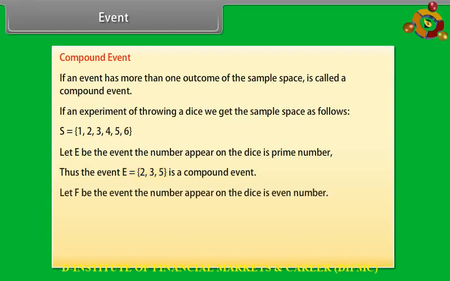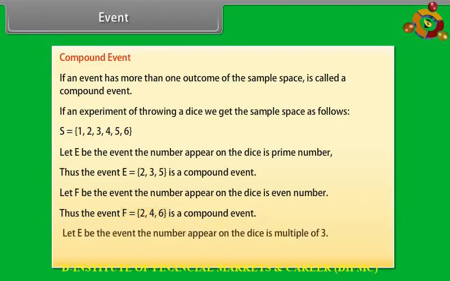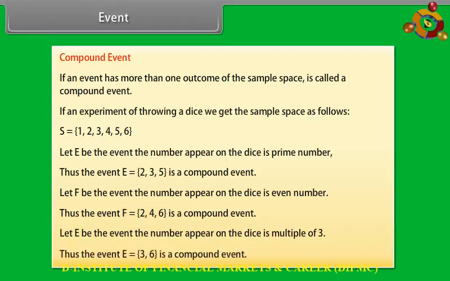Let F be the event the number appearing on the dice is an even number. Thus, the event F is equal to {2, 4, 6}, a compound event. Let E be the event the number appearing on the dice is a multiple of 3. Thus, the event E is equal to {3, 6}, a compound event.